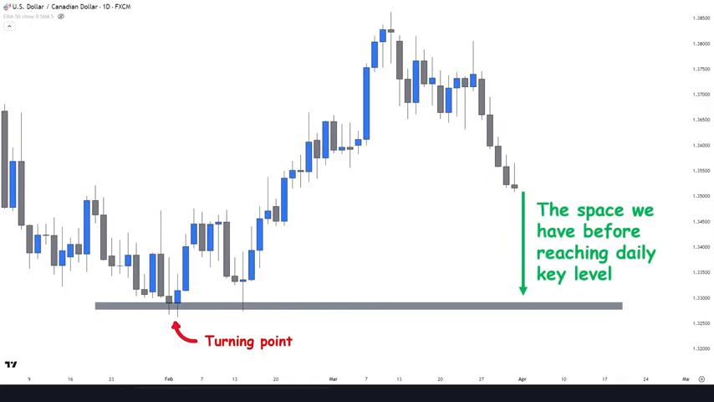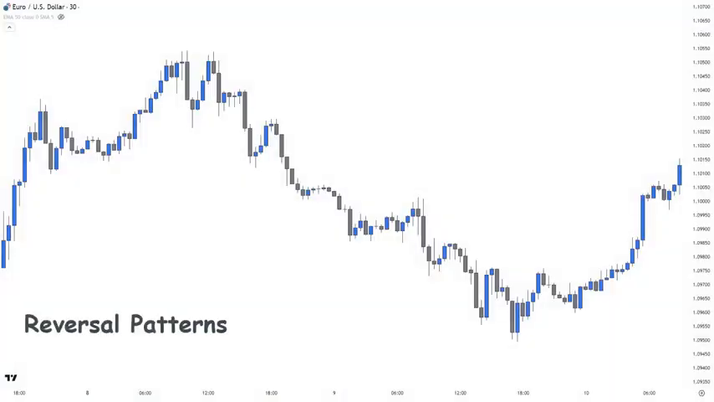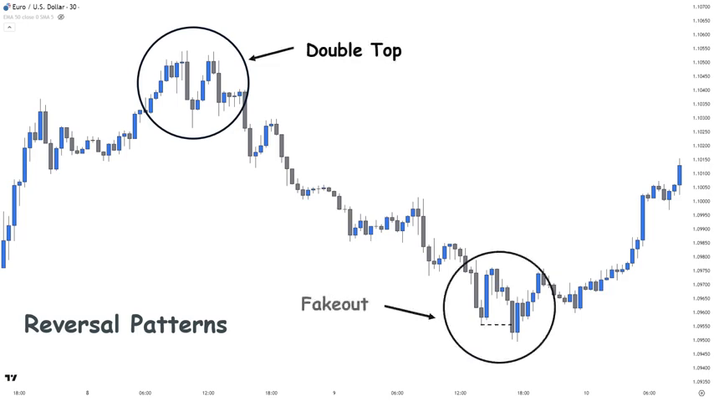The second market factor is reversal patterns. Reversal patterns are chart formations signaling that the ongoing trend is about to change course. If a reversal pattern forms during an uptrend, it shows that the buyers are losing momentum and the sellers are taking control, and vice versa. The most popular reversal patterns we pay attention to on the charts are double top, double bottom, and fake outs. When these patterns form on the chart, we take continuation setups more cautiously.